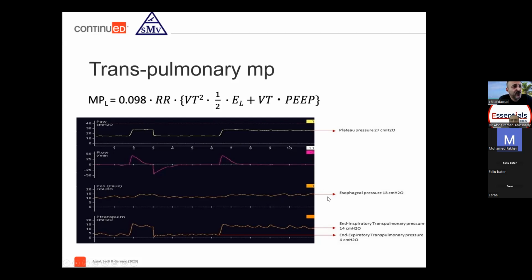The elastance of the lung will be the transpulmonary pressure. Elastance is pressure over volume. So it will be the end inspiratory transpulmonary pressure over the volume. So elastance of the lung plus the tidal volume plus the PEEP. Again, a lot of equations and a lot of calculations, but once you have this figured out, it's pretty easy to calculate the transpulmonary mechanical power. And again, in my thinking, this is much more meaningful and much more beneficial to understand ventilator-induced lung injury.